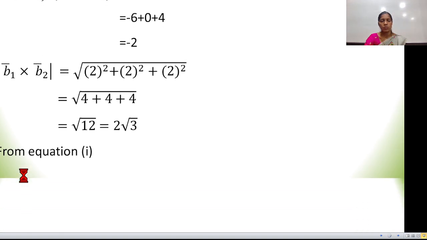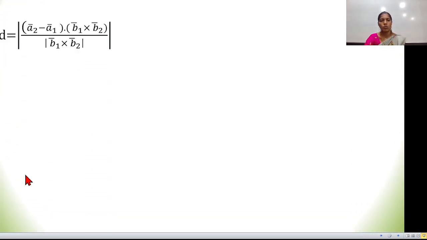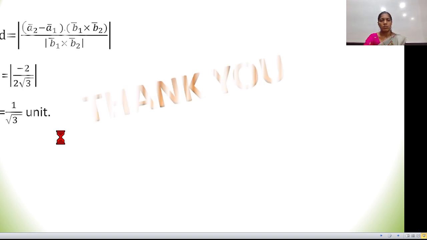Now from equation number 1, substitute the values of a2 bar minus a1 bar dot b1 cross b2 divided by the magnitude of b1 cross b2. This product is minus 2 and the magnitude of b1 bar cross b2 bar is 2 root 3. After solving this, the 2 terms get cancelled. So we get the magnitude of minus 1 by root 3, and the magnitude of minus 1 by root 3 gives 1 divided by root 3 unit. This is the shortest distance between the two lines.